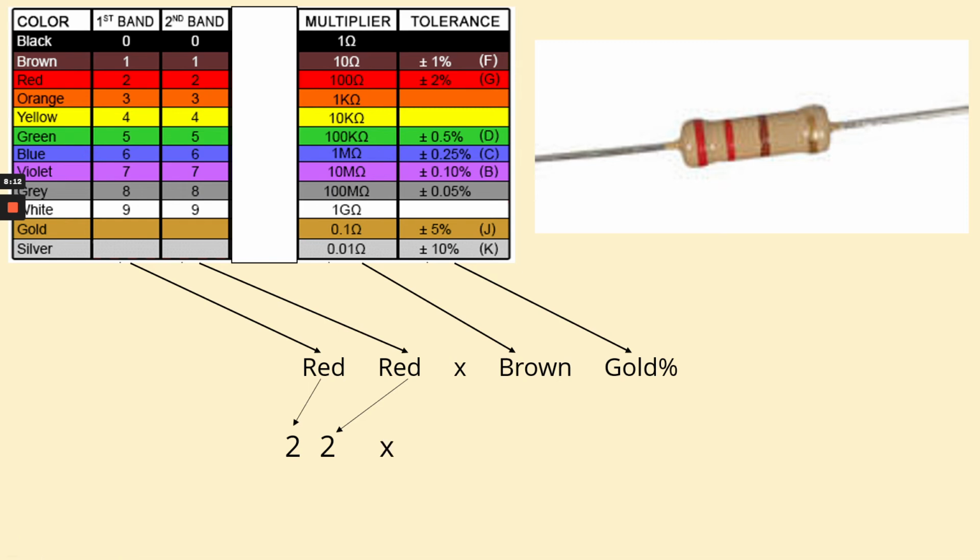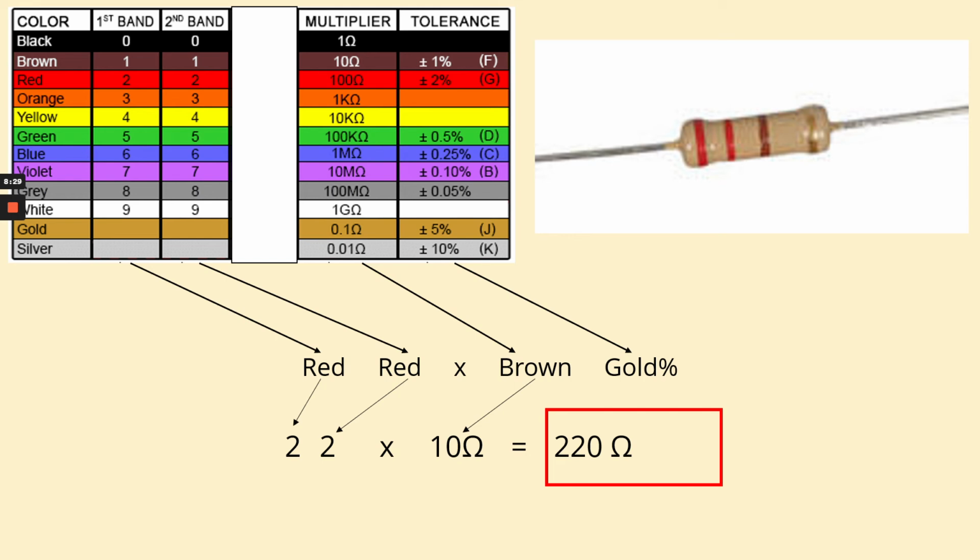We're going to times that by our third band, which is our multiplier, which is brown again. In the multiplier column, brown is 10 ohms. So what's 22 times 10? 220 ohms. Our answer is not complete.